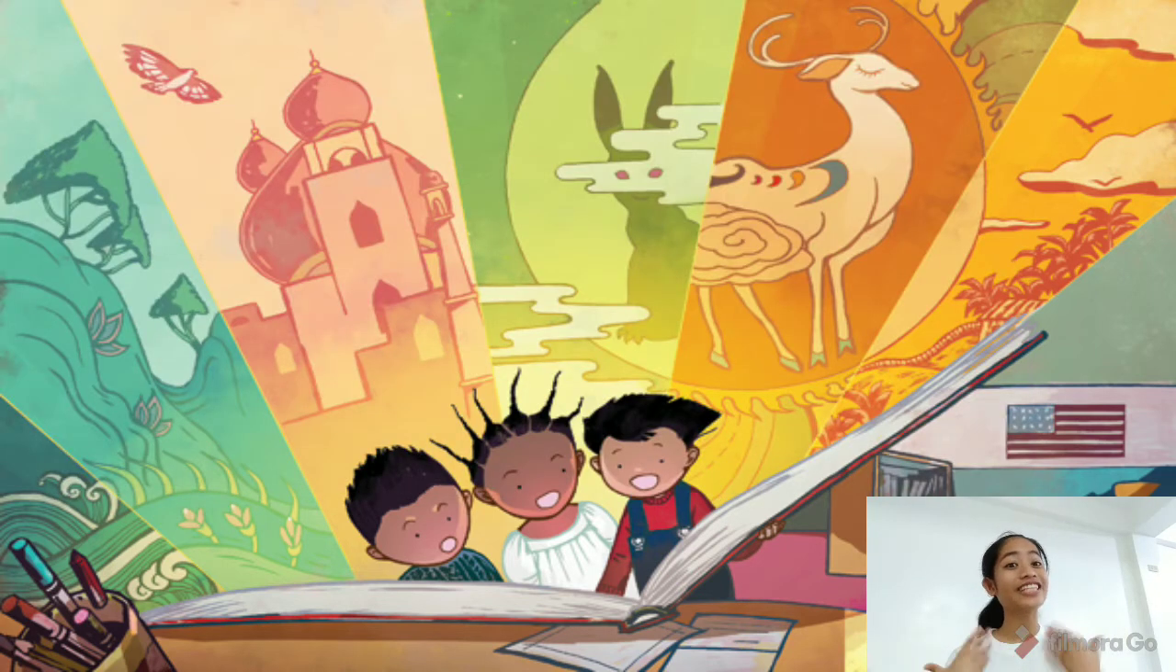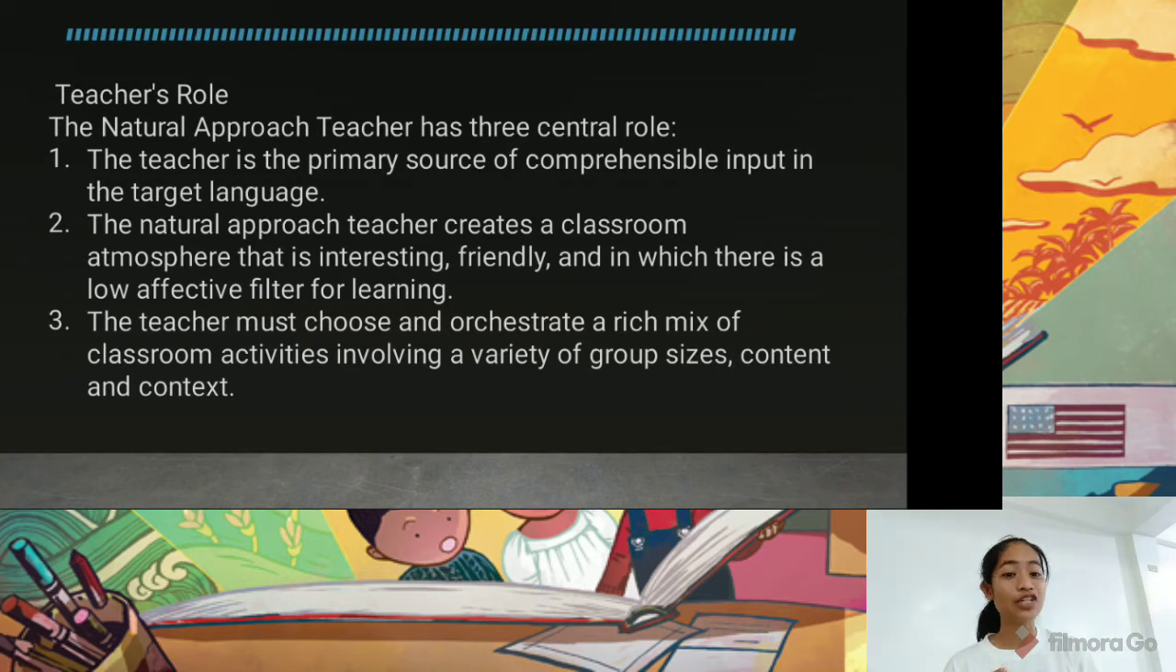Next is the teacher's role in a natural approach classroom. The natural approach teacher has three central roles. The first role is that the teacher is the primary source of the comprehensible input in the target language, meaning the class time is devoted primarily to providing input for the acquisition. So the teacher is the primary generator of that input.